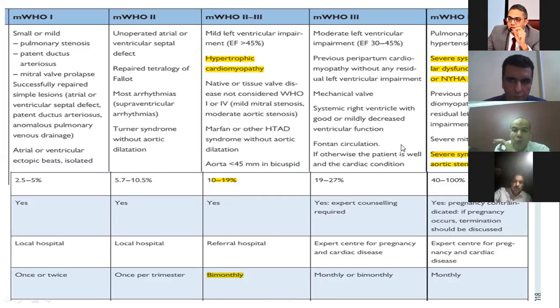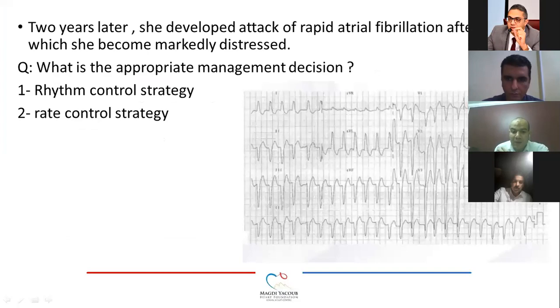However, we should emphasize that if the patient has HCM with severe symptoms and severe obstruction, LVOT gradient more than 50, it is a class 4 indication. It's class 4 to get pregnant. She has a clear contraindication for pregnancy, and she will be treated like severe symptomatic aortic stenosis. Also, if the patient developed systemic ventricular dysfunction with ejection fraction less than 30% or NYHA functional class 3 or 4, also it will be a contraindication to pregnancy.